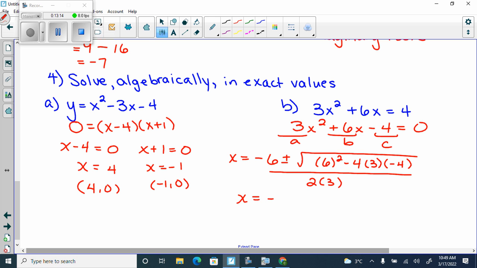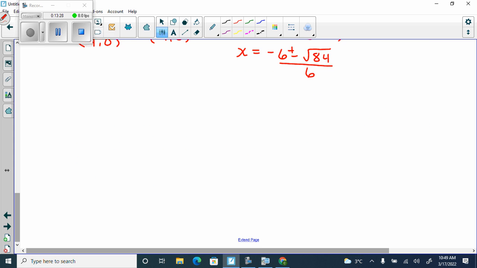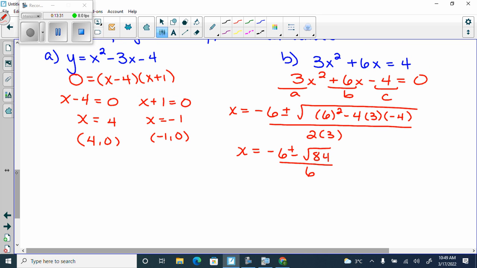So x equals negative 6 plus or minus root 84 over 6. Okay, then I go and do some grade 10 math again. Grade 10 math never leaves. It completely stays. It's not going to get lost. So root 84 I can break down into what? What perfect square and another number? 4 and 21. The 4 comes out and it's a 2. So root 84 is 2 root 21.